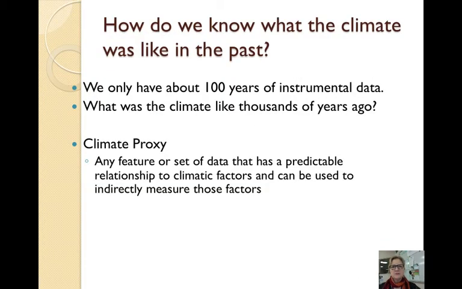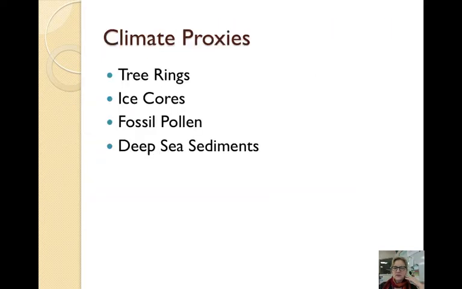Okay, so that's kind of a summary of what I said. We only have about 100 years of instrumental data. So what was the climate like thousands of years ago? We use climate proxies. A proxy is a substitute or any feature or set of data that has a predictable relationship to climatic factors and can be used to indirectly measure those factors. So let's give you some examples so you understand what that means. Remember, you need to stop and start so that you can take notes.